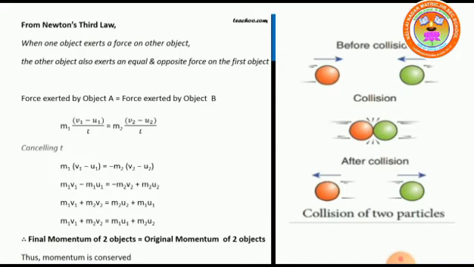Now we multiply m1 inside the bracket. Similarly, the minus m2 is multiplying inside the bracket. So m1 v1 minus m1 u1 is equal to minus m2 v2 plus, minus m2 and minus u2, so minus into minus becomes plus. So plus m2 u2.